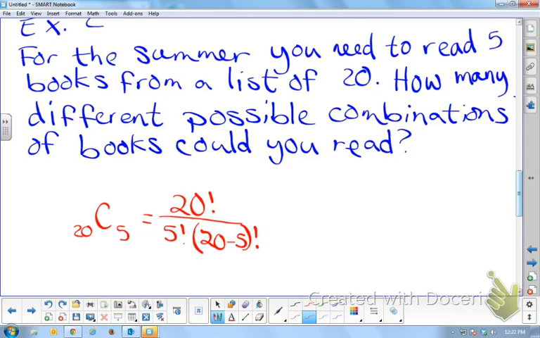It will be much easier to plug into our calculator if we subtract the 20 and the 5, so we have 5 factorial times 15 factorial. And then don't forget, when you plug it into a calculator, to include parentheses around the denominator, or else this will not work. So all your calculators should have a factorial symbol.